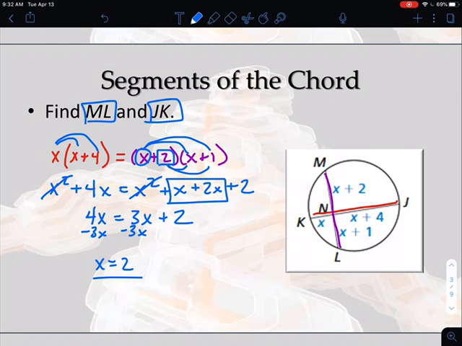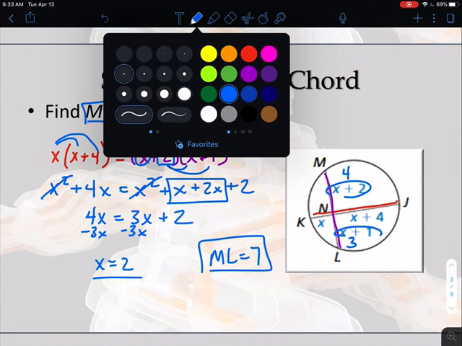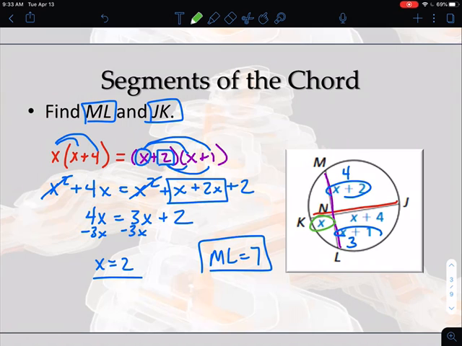And so for ML, if I plug 2 back in, on this first part, 2 plus 2 would be 4. On the bottom part, 2 plus 1 would be 3. And so ML would have a total length of 7. On the other side of that then, if I plug in 2 for X here, I get 2. And if I plug in 2 for X here, I get 6. And so JK would have a length of 8. So on these types of questions, don't just stop at X necessarily. Make sure you pay attention and decide whether you need to go further and plug it back in. But that's all we're going to do on this type of question.